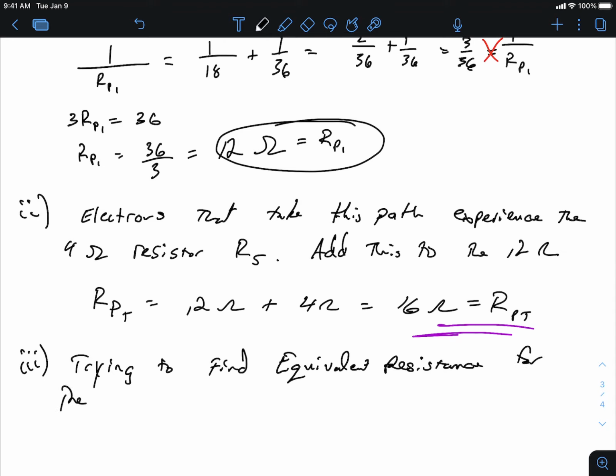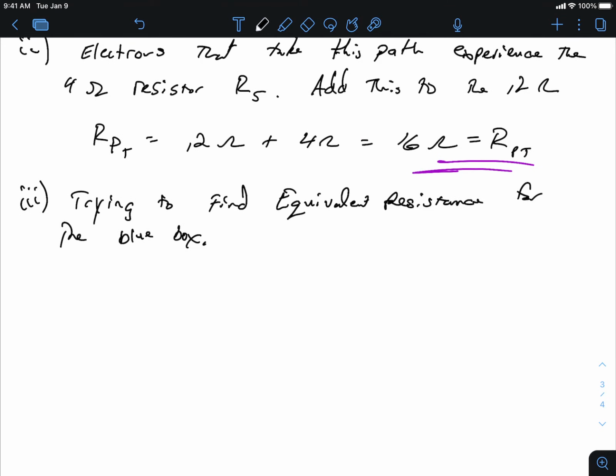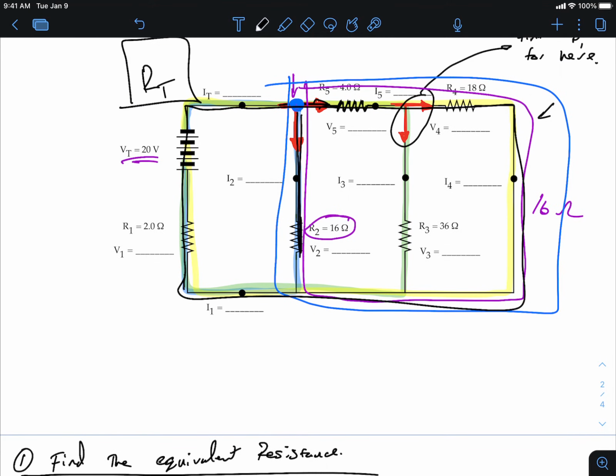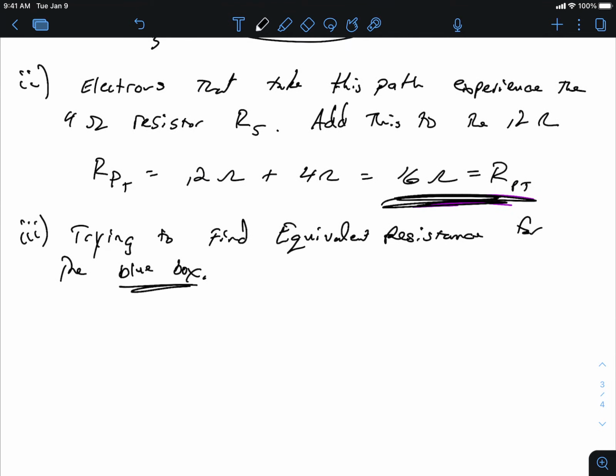the equivalent resistance for the blue box. The same thing applies here. We know in the purple section, it's going to experience 16 ohms of resistance, and on the blue path, the only resistor it's going to experience, aside from the very one at the end, is the 16 ohms. So the equivalent resistance for the blue box is going to be 1 over, we'll call it RPB, blue. It's probably a better way to do it. I was having a hard time figuring out how to label this morning, clearly.